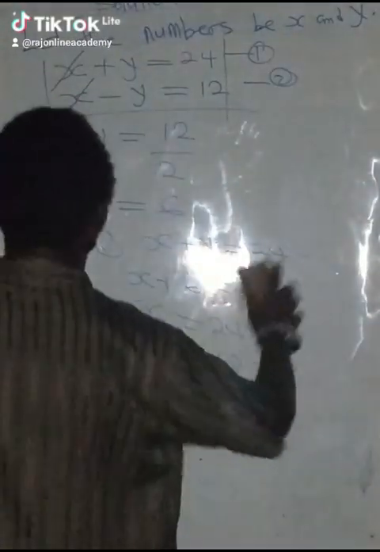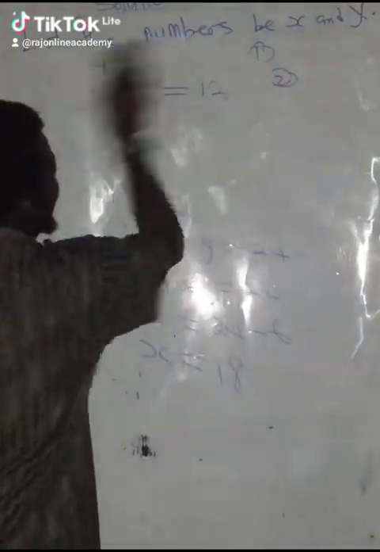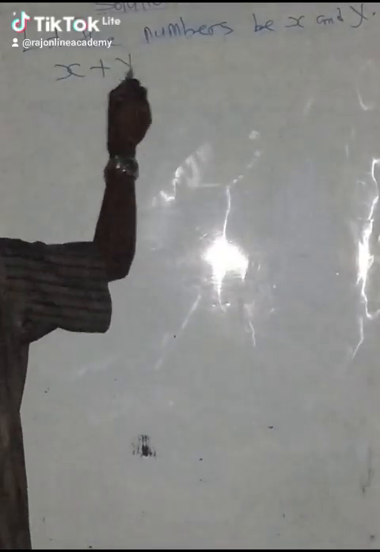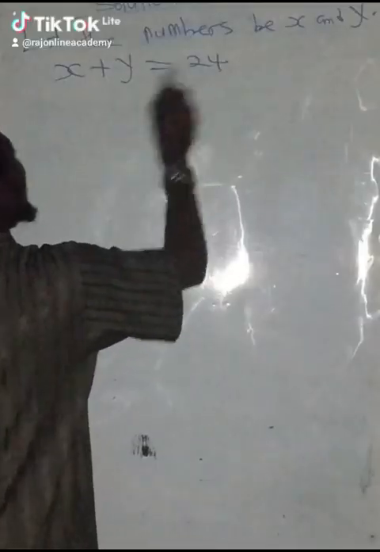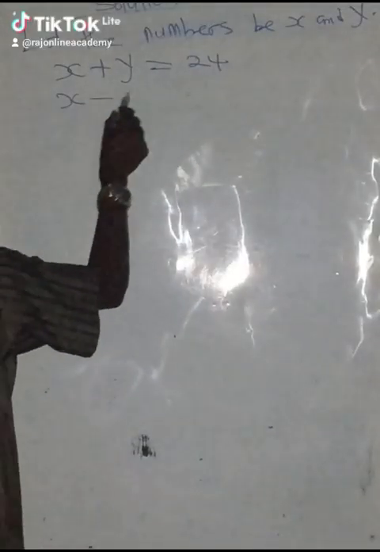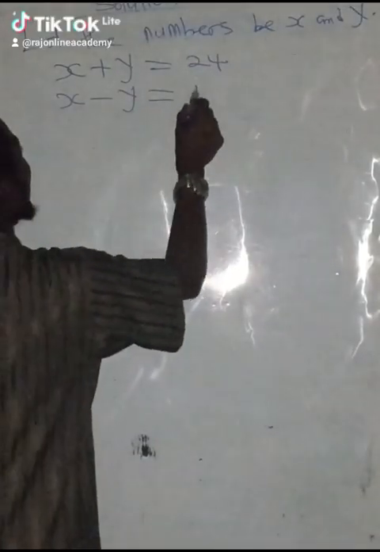Let me use the substitution method to solve this one again. We have X plus Y equal to 24. Now we have X minus Y equal to 12.